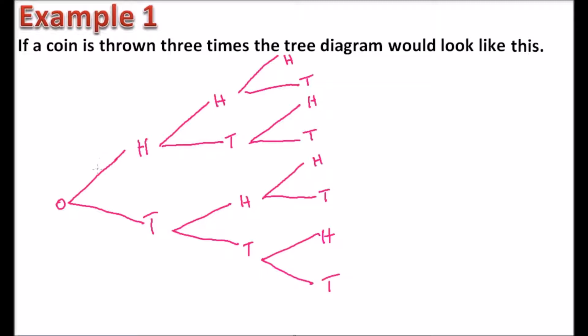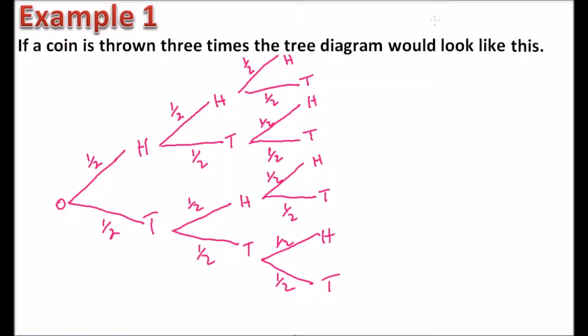Then you can fill in the probabilities. When you toss a coin, the probability of getting a head is a half. The probability of getting a tail is a half. The same case appears here, a half, a half. Here it is a half, a half. The probability of getting a tail is a half there, a half there, and a half and a half. So those are the probabilities that you would fill in.